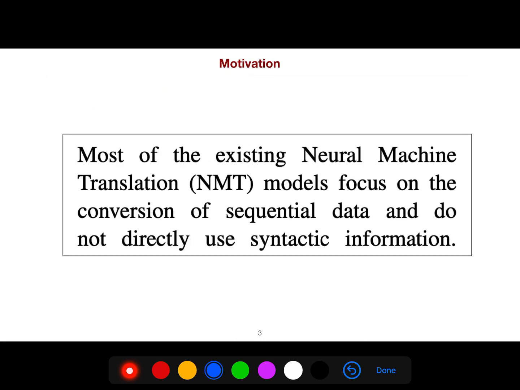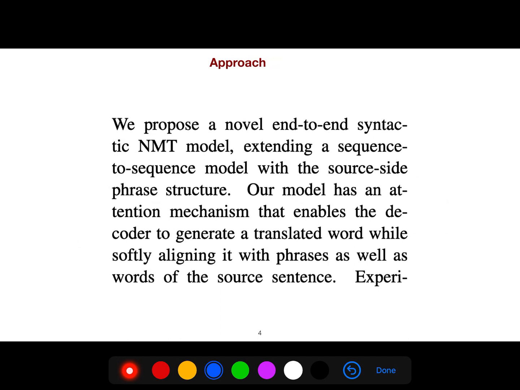So most of the existing neural machine translation models focus on the conversion of sequential data and do not directly use syntactic information. Especially even in language modeling, look, very few people are using this beautiful syntactic information. That's why some of their models may not be good in comparison to those who use syntactic information.